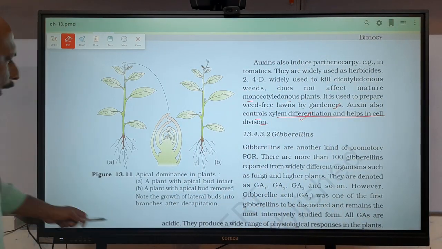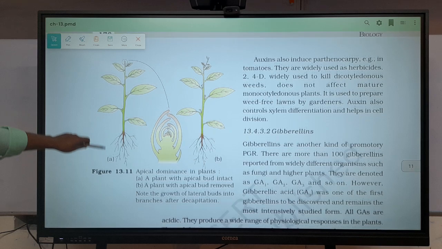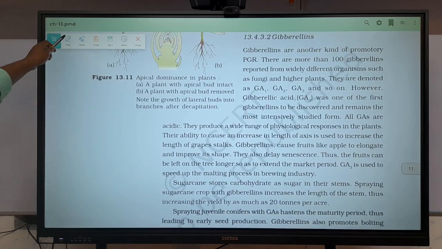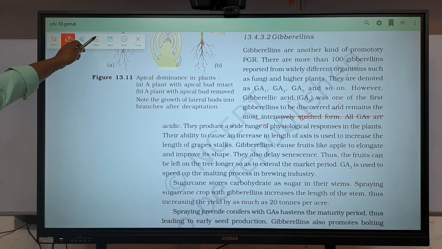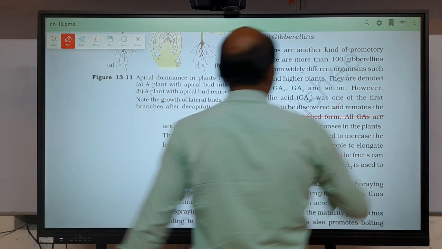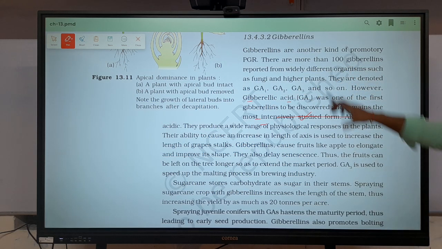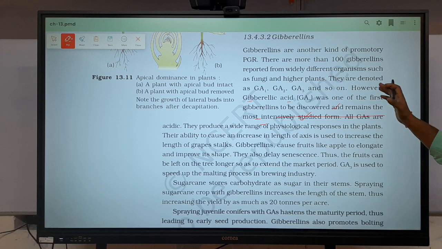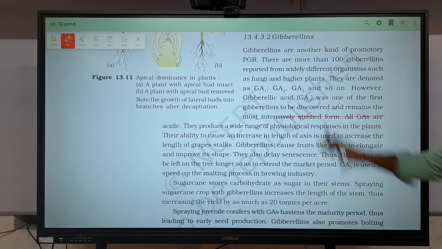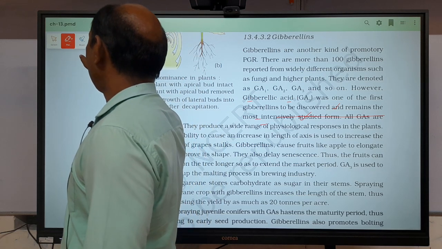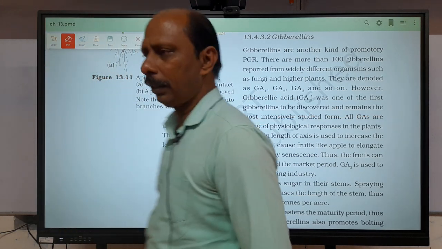Now we have gibberellins. What do you mean by gibberellins? Gibberellins are another kind of promotory PGR. We have more than 100 gibberellins reported from widely different organisms, mostly fungi and higher plants. They are denoted as GA1, GA2, GA3 and so on, right?